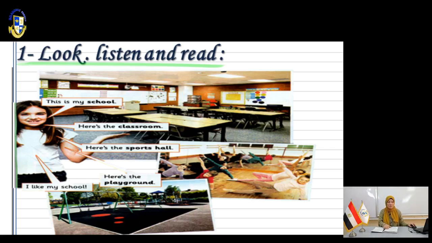Now, open your student's book at page 30. Look, listen, and read. We have the girl. She's pointing to her classroom and sports hall and the playground in her school. She's saying, "This is my school. Here is the classroom. Here is the sports hall. I like my school. Here is the playground."